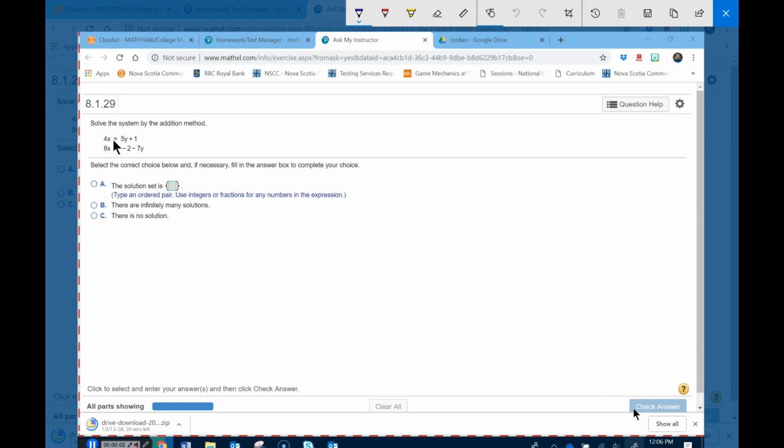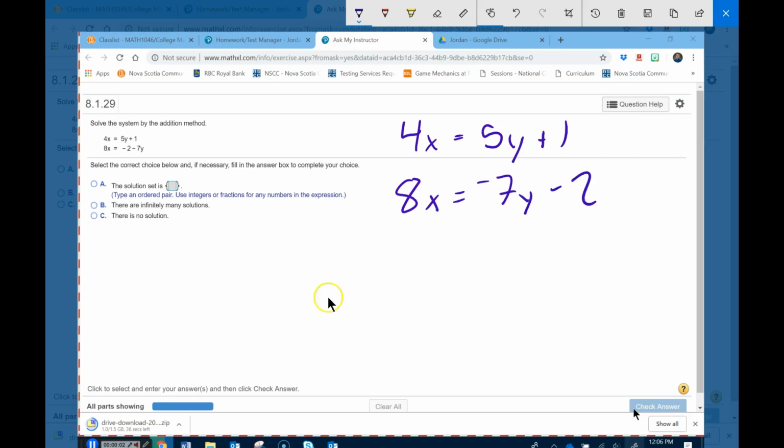So what I mean by that, see if I get my little pen working here. We have our first line, we have 4x equals 5y plus 1. And I'm just going to rearrange the second one. I'm going to write that as 8x equal to negative 7y minus 2. So hopefully you can follow what I'm doing there. I just want the y's lined up. I want the constant numbers lined up. And keep in mind, because this is a 7, we always look to the left, right? So that tells me that this is a negative 7. That has to come along.